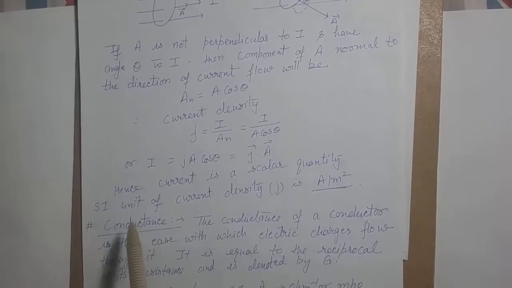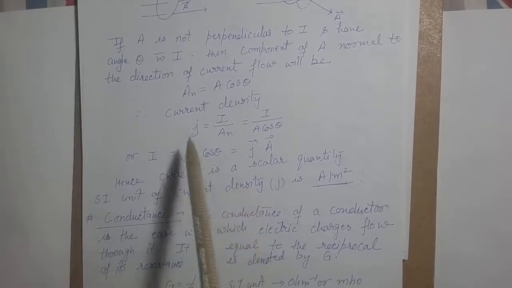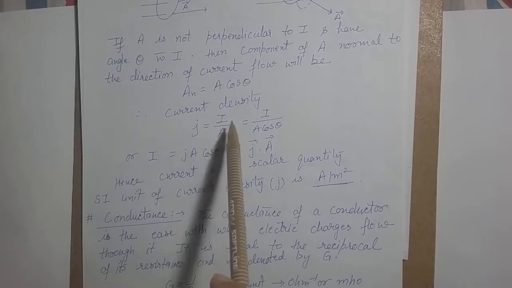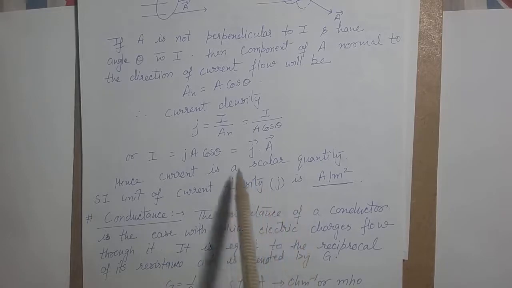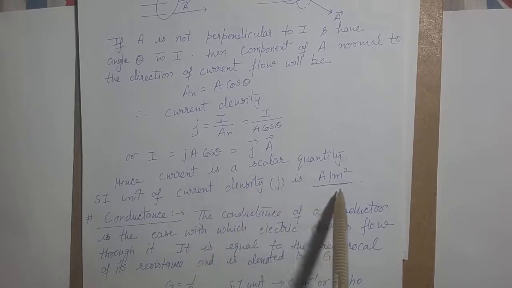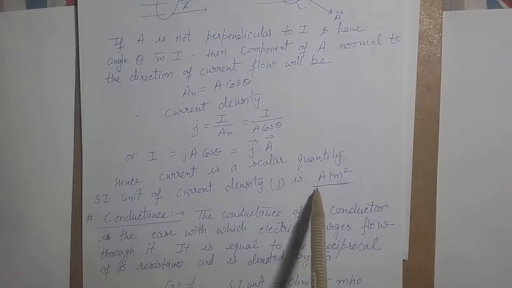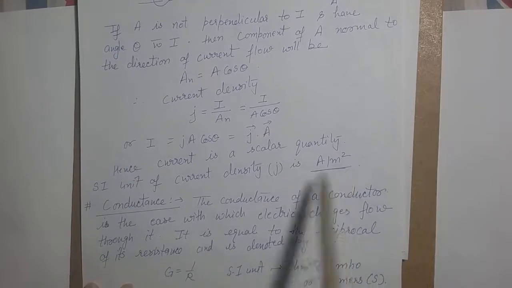Now what is the SI unit of current density? Current density is current upon area. So the SI unit of current density is ampere per meter square. Ampere is for current and meter square is for area.